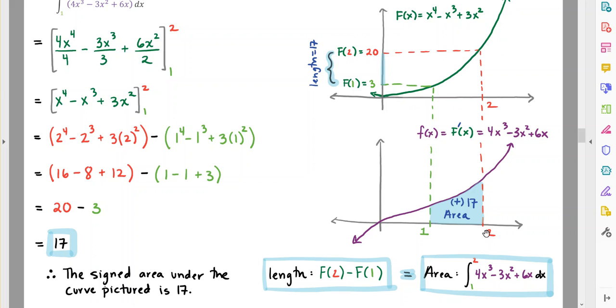And the difference in these heights, when I plug in 2, big F of 2 is 20. When I plug in 1, big F of 1 is 3. That length right there is 17. That's the same number as this area. And that's what Fundamental Theorem of Calculus Part 2 leverages. It's so amazing. And I do want to say one last thing.